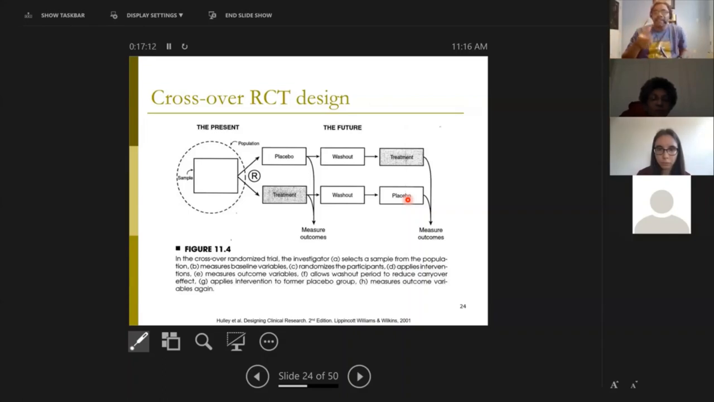Not everything is amenable to this crossover design, right? You need a certain chronic condition, and you need the drug to be fully washed out from their system, and it should not be dangerous to remove the drug intermittently, right? For example, if you're doing a randomized trial on back pain and you're trying to look at different therapies for back pain, it might work out to do a crossover RCT like this.